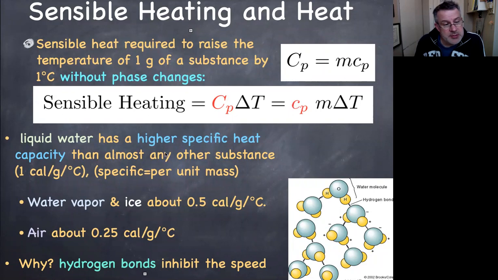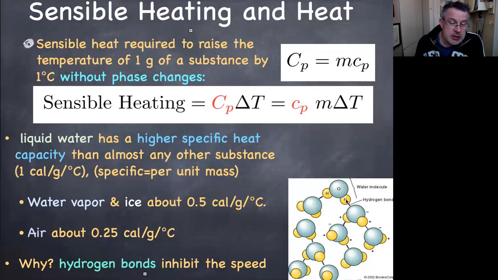Liquid water has a higher specific heat capacity. Specific heat capacity per unit mass is higher than almost any other substance, 1 calorie per gram per degree C. Water vapor and ice are about half that, so only half a calorie per gram per degree C, and that's because the hydrogen bonds in the liquid are much stronger than they are in either the gas or the solid form, which doesn't allow the water molecules to bond to each other.